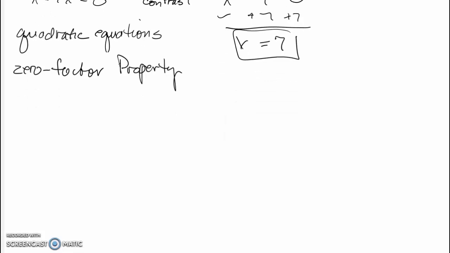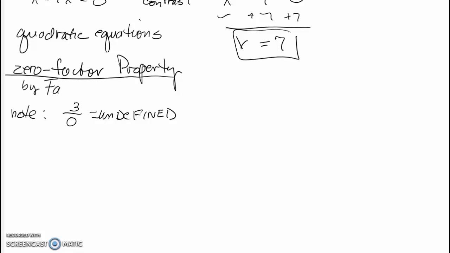All right, there's a couple of things I need to make a note of before we continue. Note that if you have 3 over 0, the answer is undefined. You can't divide by 0 because there is no answer that will bring you back to 3. So in general, dividing by 0 is considered undefined. Okay, what else? Some people, instead of the zero factor property, like to call it solving by factoring.